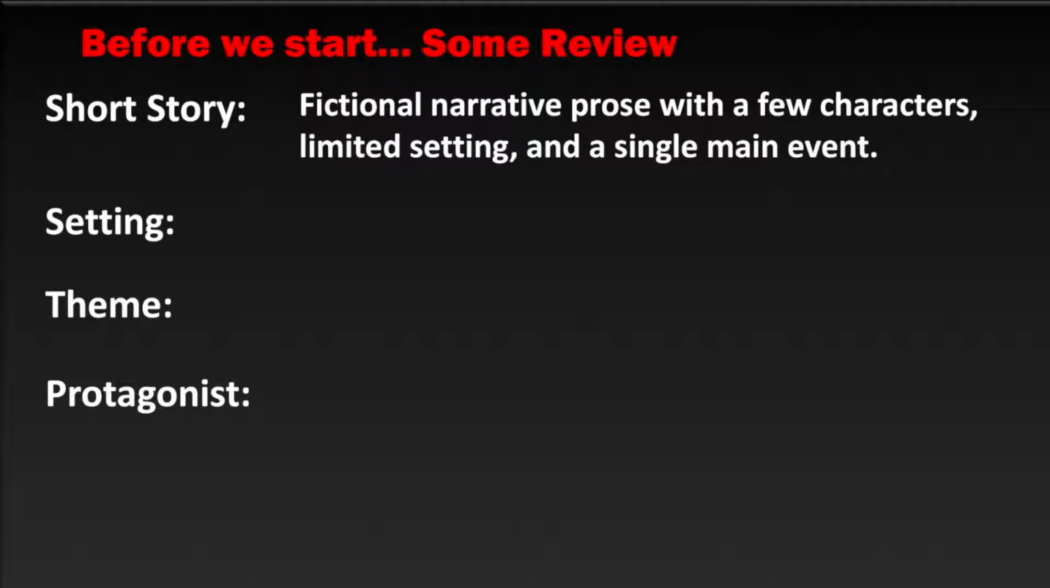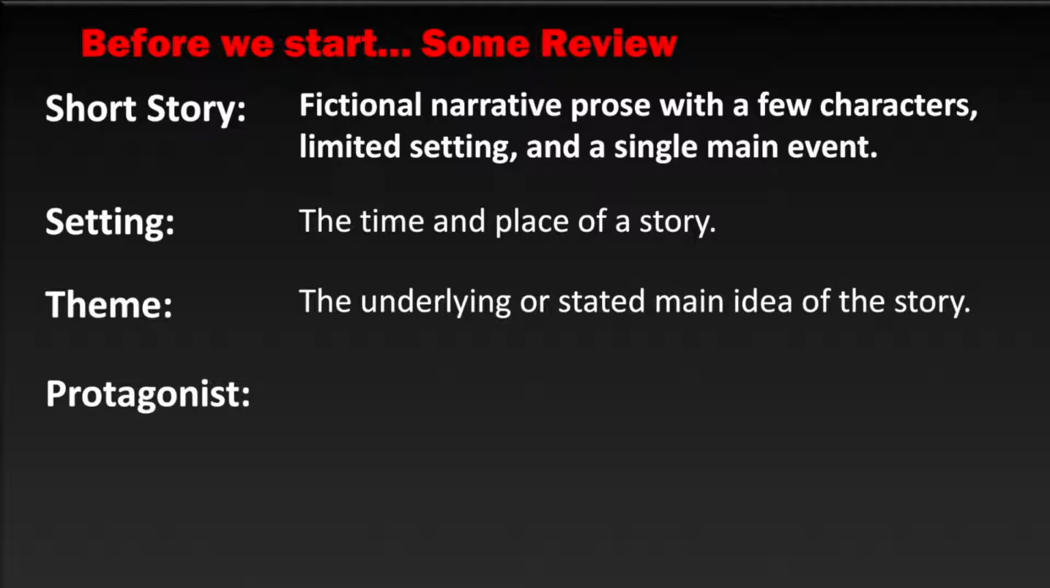So some quick review. A short story has a few characters, limited setting, and a single main event. The setting is the time and place of a story with an emphasis on both. And the theme is the underlying or stated main idea of the story. And it's not just one. It can be many different themes.